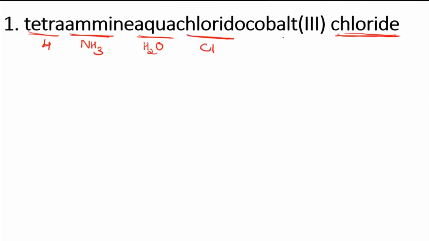Then you have the metal, cobalt, that is capital C and small o. The oxidation state is also given to us. When writing the cationic complex, the cationic entity comes first, the whole coordination sphere having positive charge. And at the extreme left, you start with the metal. In the name, the metal is given towards the right side, but you have to put it on the left side when writing the formula. So I will arrange the metal first.